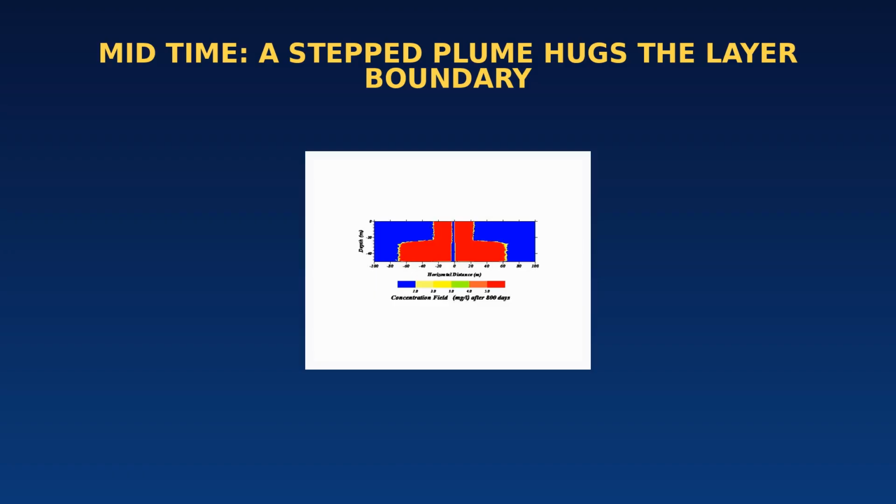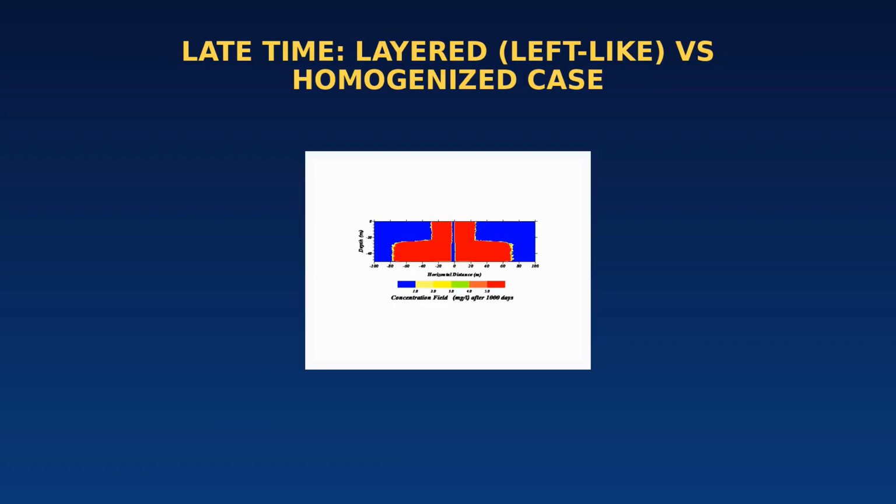Compare that to a version where the whole aquifer is treated as one average, homogeneous block. The plume there stays smooth and symmetric. It looks nothing like the real, layered case, and that's the point.